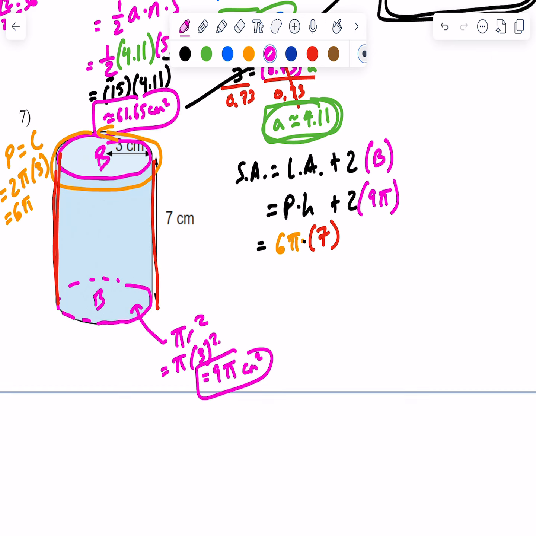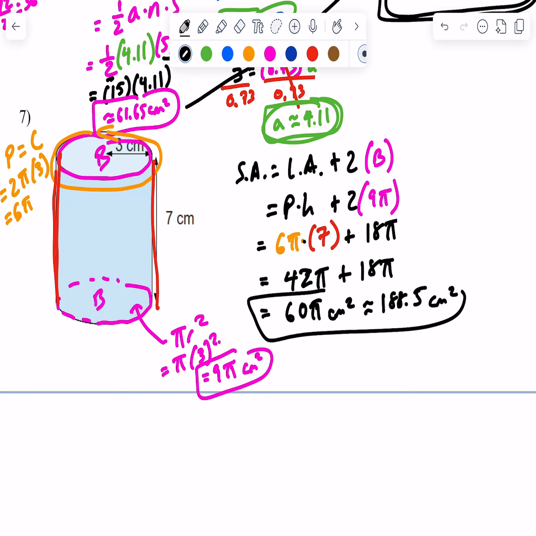So total, I'm just going to rewrite this, 18 pi. For the lateral area, 6 pi times 7 is 42 pi. 42 pi for the lateral area, and 18 pi for the top and bottom circles. Combine pi with pi, 42 pi plus 18 pi is 60 pi centimeters squared. You can leave it like that, that's fully accurate, or if we round it, it's about 188.5 centimeters squared. I'll just double box that. Okay, that's it.